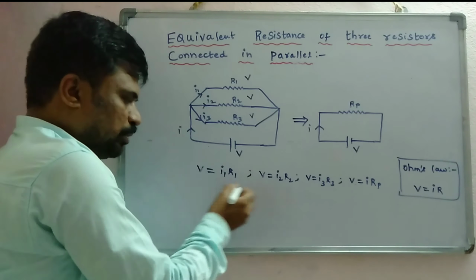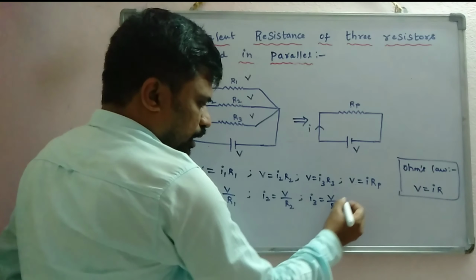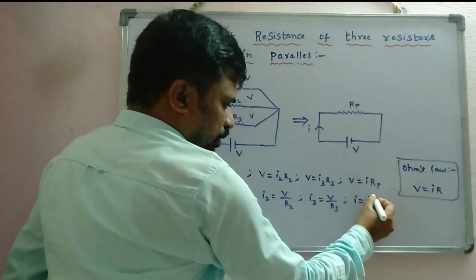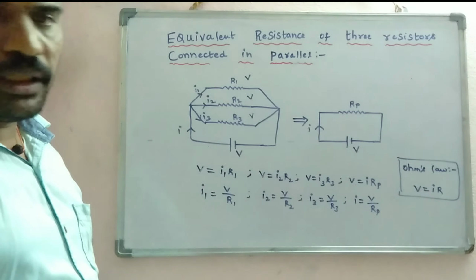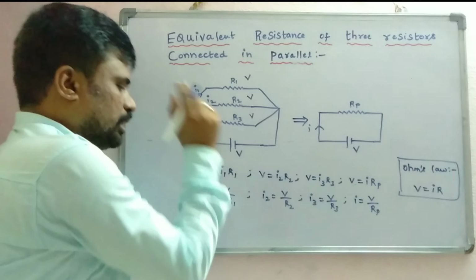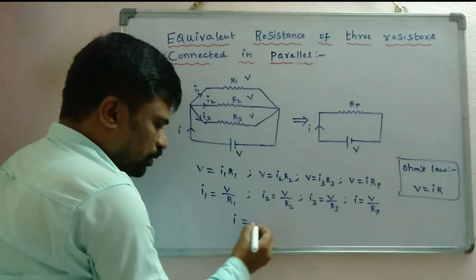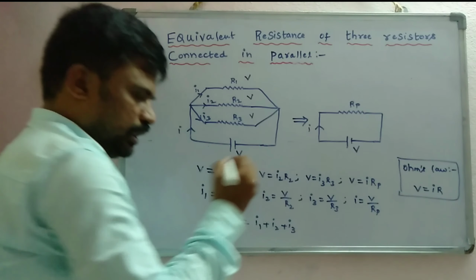So from this, what is I1? It is V by R1. And from this, what is I2? V by R2. From this, I3, V by R3. And from this, I is V by Rp. But in parallel connection, the total current will be equal to the sum of the individual currents. That is, I equal to I1 plus I2 plus I3.